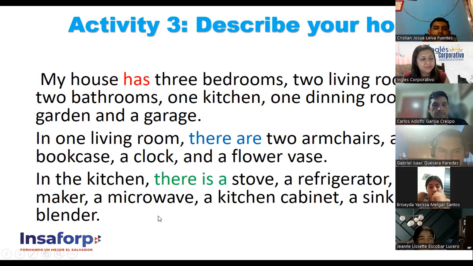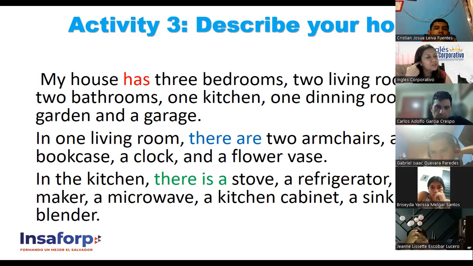In the kitchen, there is a stove. There is a refrigerator, a coffee maker, a microwave, a kitchen cabinet, a sink, and a blender. Okay, so let's describe your house. In this moment, everybody, please describe your house.